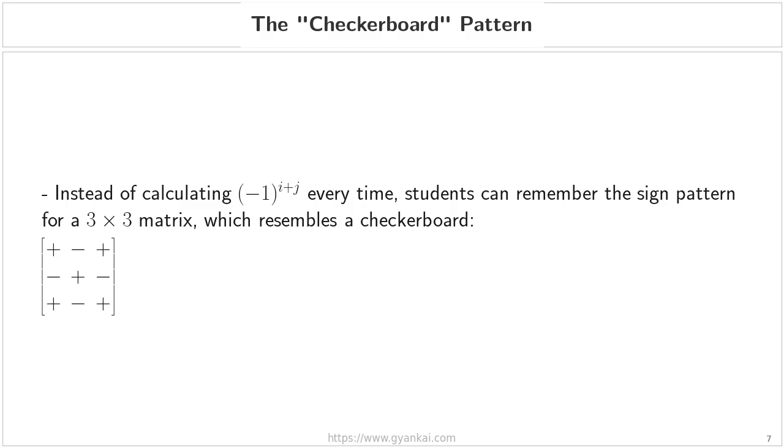By keeping this checkerboard pattern in mind, you can instantly identify whether you need to apply a negative sign to your element's minor, which will make the expansion process we are about to see in the next slide much smoother and faster. The complete expansion process.